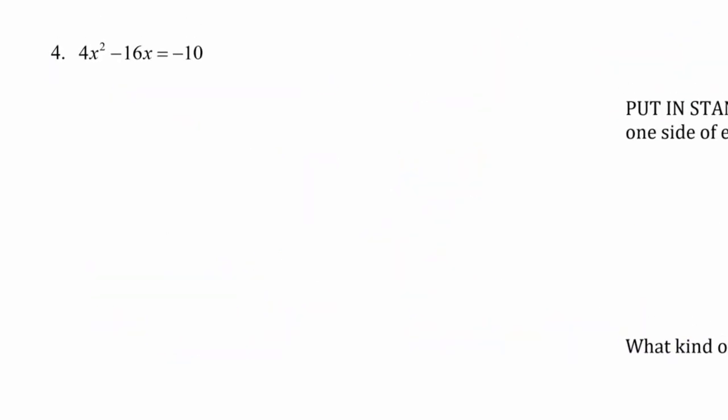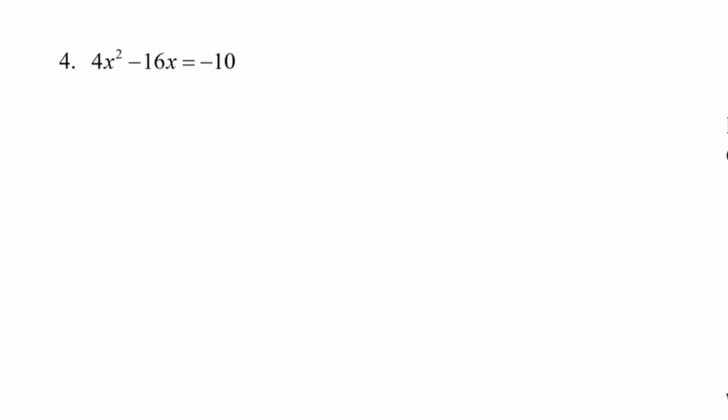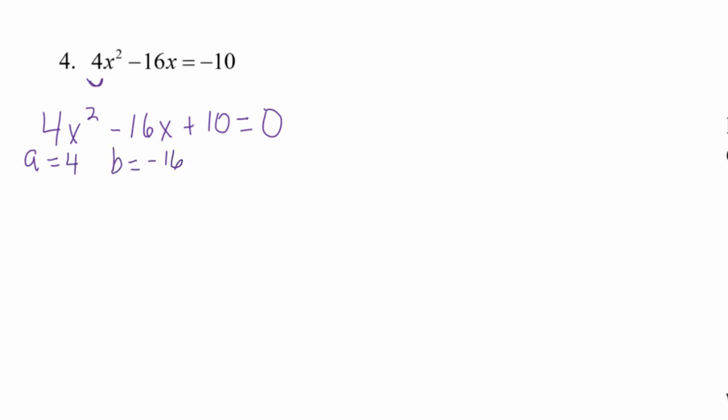So once again, we have a quadratic equation here that is not in standard form. So we are going to get 0 on the right-hand side because our a, our 4, here is positive on the left. So we're going to write 4x squared minus 16x plus 10 equals 0. Okay? A is 4. B is negative 16. C is 10.